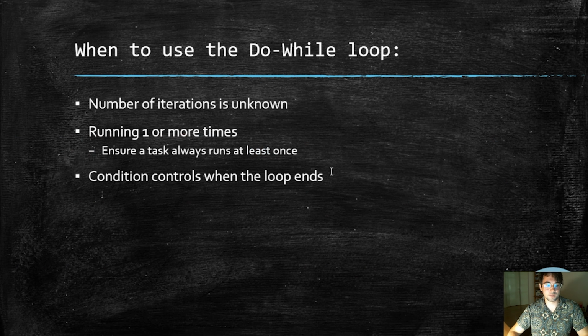Cool. So when do we actually want to use the do while loop? When the number of iterations is unknown and we're running one or more times. We want to ensure a task always runs at least once, and same as the while loop, there's a condition that controls when the loop ends.